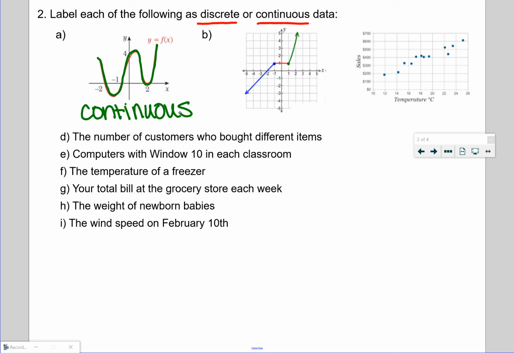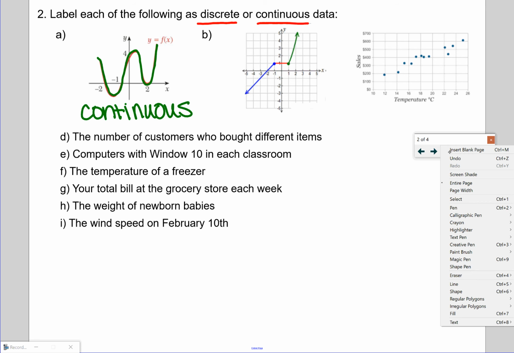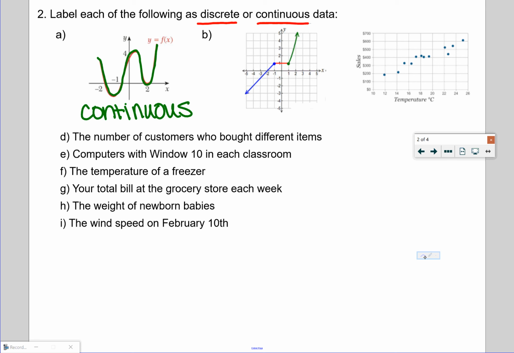Okay, let's look at B. Let me get a different color here. Again, I'm going to trace it from left to right. And I am able to trace this without picking up my pencil. There's no gaps in my data, so it is continuous.